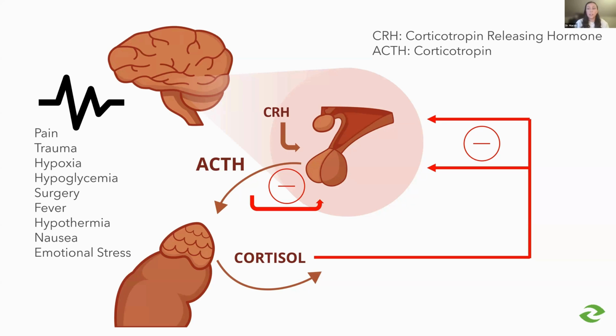Cortisol is exerting negative feedback by inhibiting the synthesis and release of both CRH and ACTH from the hypothalamus and pituitary, respectively. And ACTH also exerts negative feedback on its own production and release.